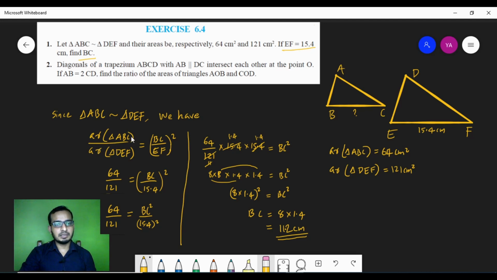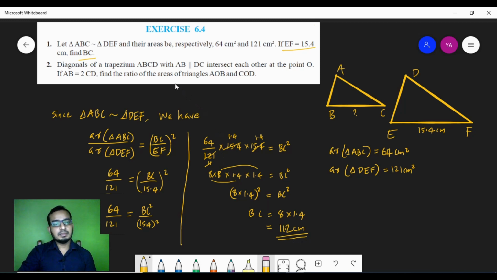Here you can see area of triangle ABC by area of triangle DEF is equal to the square of the corresponding sides. So we can write BC by EF all squared. We don't want to take the ratios of other sides. So this is enough. Then substitute the given values and simplify. We will reach the final answer, 11.2 centimeter. Okay, that's all for the first question.